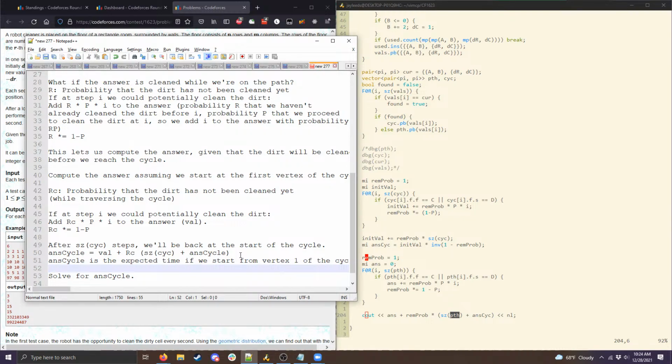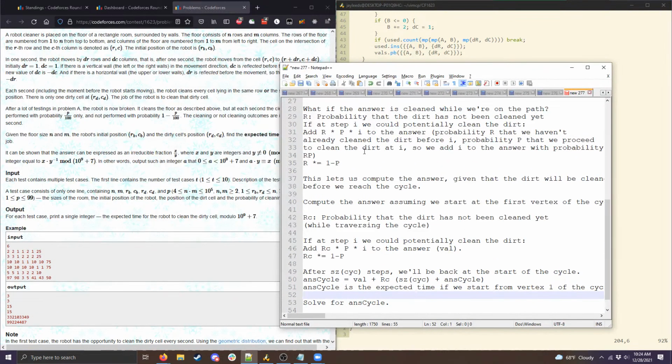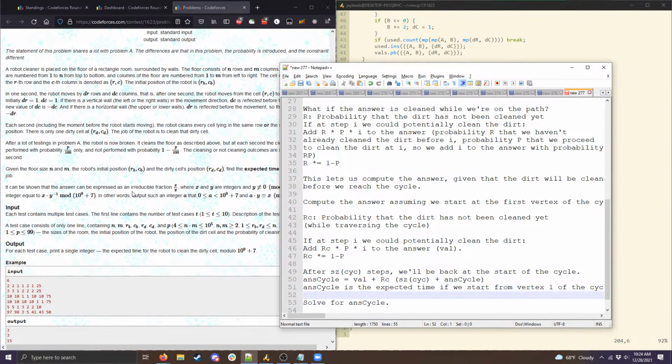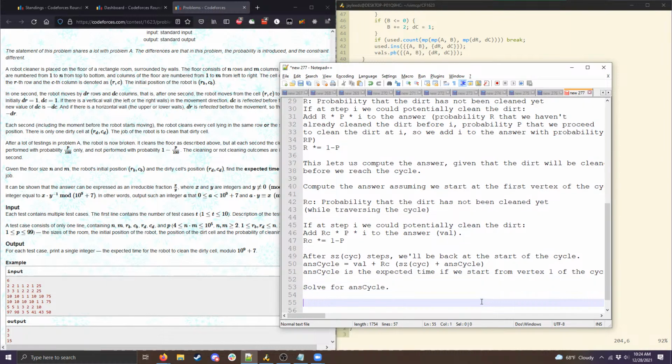And yeah, so someone else is asking if the robot can move infinitely without cleaning the dirty cell. So theoretically, yes, technically it's possible, but infinite movement, never cleaning the cell, occurs with probability 0. That's because if we repeatedly have a p chance of cleaning the cell, then we're going to have a probability 1 minus p event occurring infinitely many times, which occurs with probability 0.